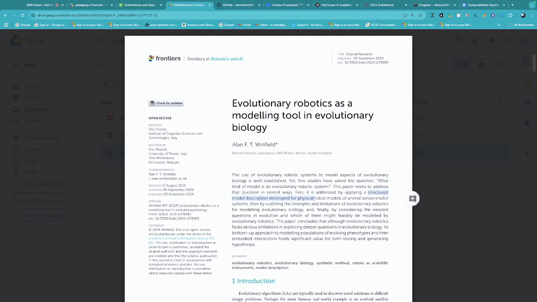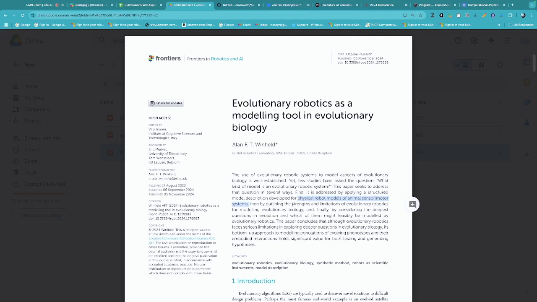So we're looking at structured models, which describe physical robotic models of animal sensory motor systems. So we're interested in looking at animal sensory motor systems, how they perform. We can do things with the robots that we couldn't do with animals. We can look at their structure. We can look at their function. We can also evolve them in a computer and see how that process would proceed.